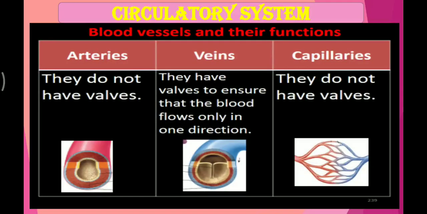Arteries do not have valves. Valves are like closures, and arteries don't have them. Whereas veins have valves to ensure that the blood flows in only one direction, so that the blood does not flow back. Next, capillaries do not have valves.